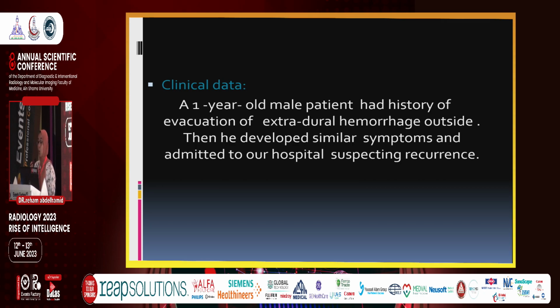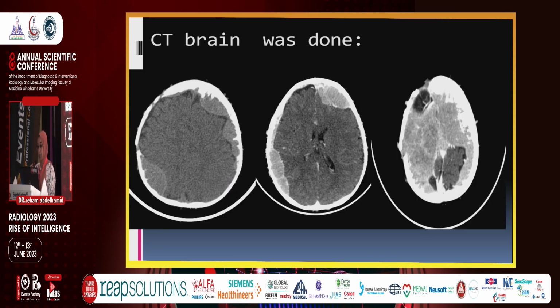Our case is a 1-year-old male patient who had a history of evacuation of an extradural hemorrhage outside. Then he developed similar symptoms and was admitted to our hospital with suspected recurrence. CT brain was done, which shows multiple extra-axial, extra-osseous soft tissue masses, but the bone shows a hair-on-end appearance and spiculated pattern.